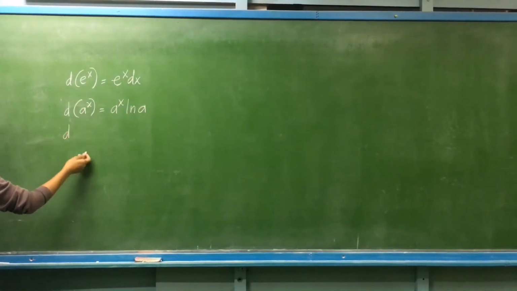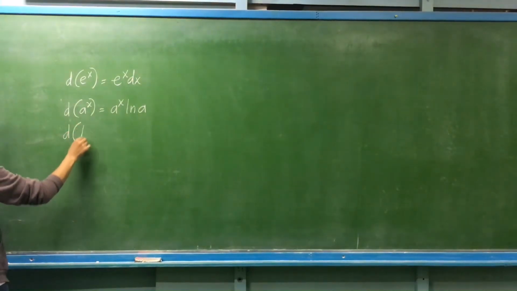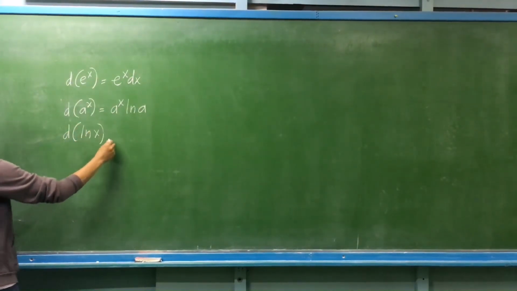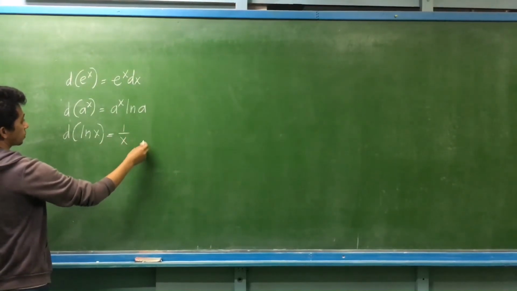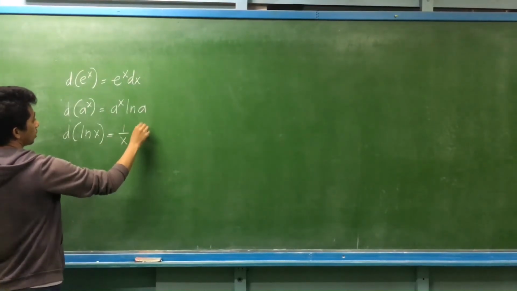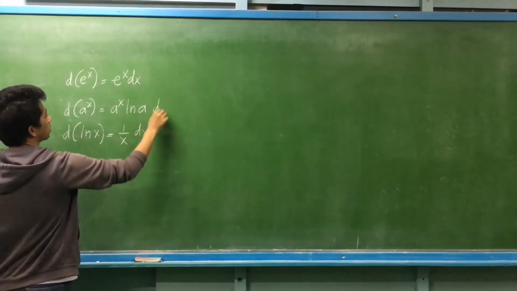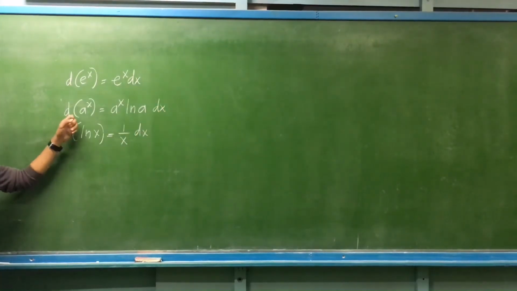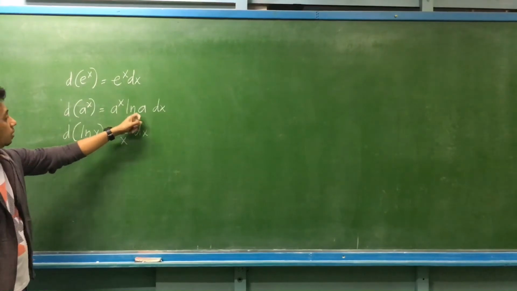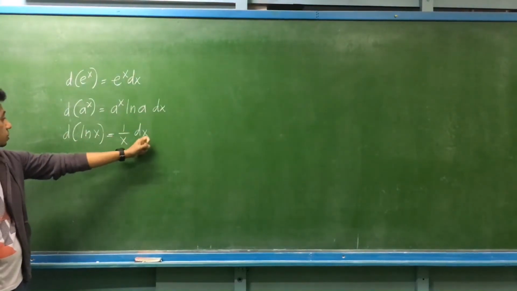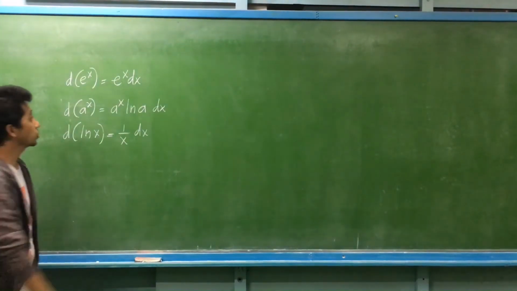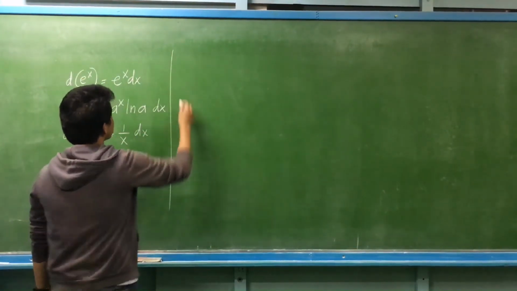How about the derivative of, for example, ln of x? The derivative of this term will be 1 over x dx. Supposedly, we still have dx here. So the derivative of a raised to x is a raised to x ln of a dx, and the derivative of ln x is 1 over x dx. So, let's try an example.